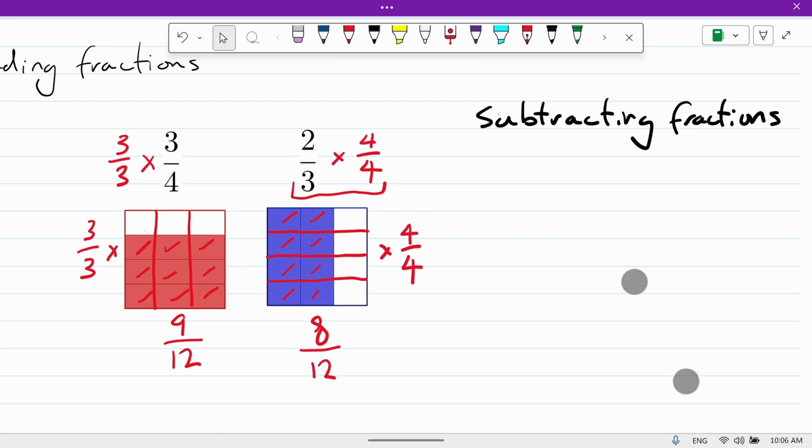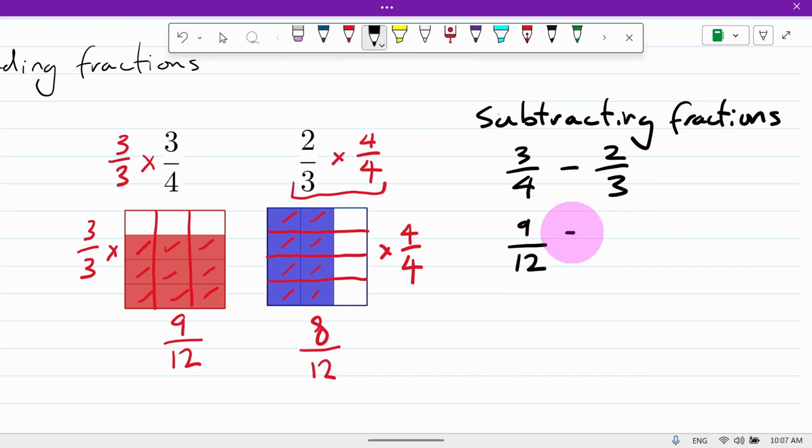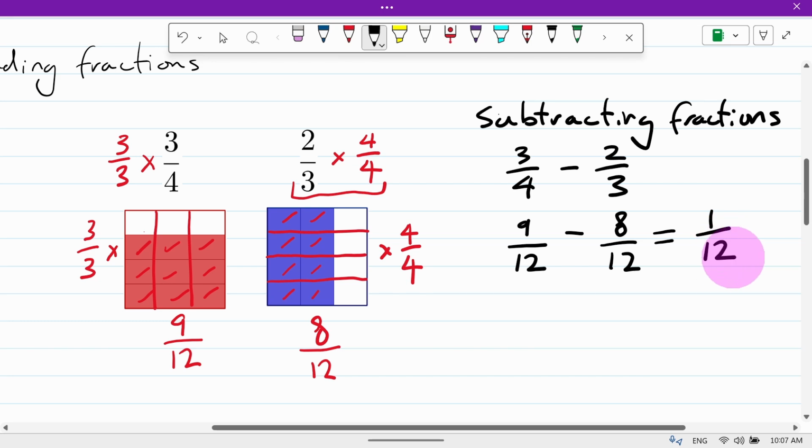So to subtract 3/4, take away 2/3, we first need to transform to get a common denominator. And we have done that here, and 3/4 is equivalent to 9/12. 2/3 is 8/12. So the value of 9/12 take away 8/12 is 1/12.